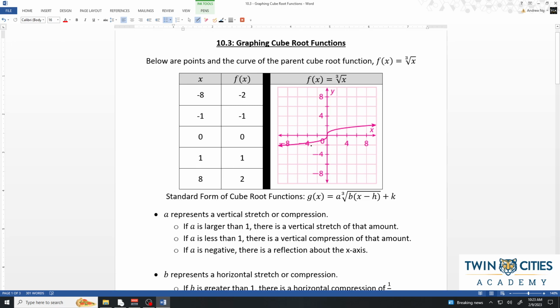Going the other direction, we see that it follows some symmetry here with (-1, -1), and then (-8, -2), seeing as -2 times itself again gives you -8.